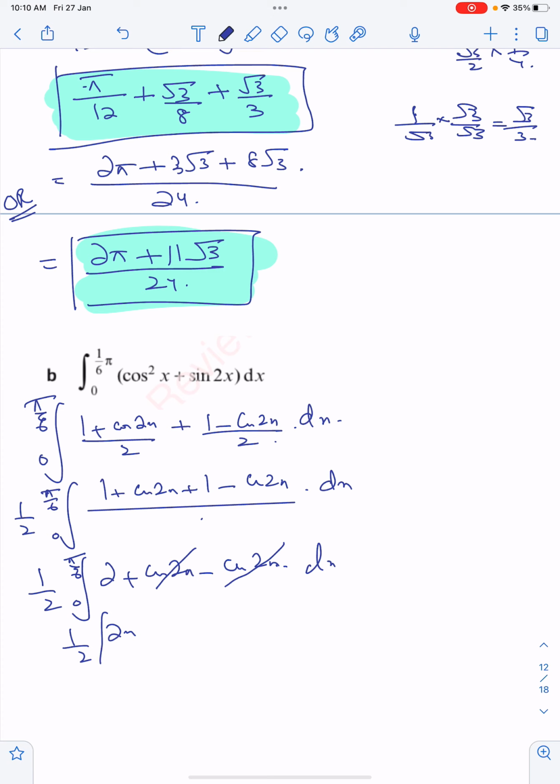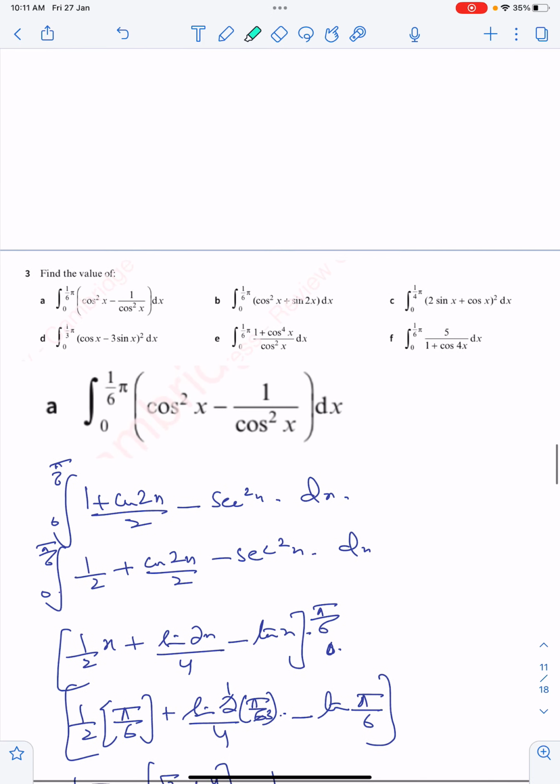Now, pi by 6 and 0. I'm getting rid of 2, so pi by 6 minus 0. The answer is going to be pi by 6 for this part. Okay, moving on to the C part then.